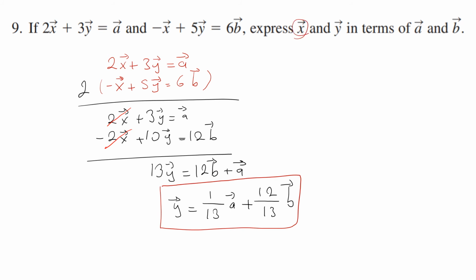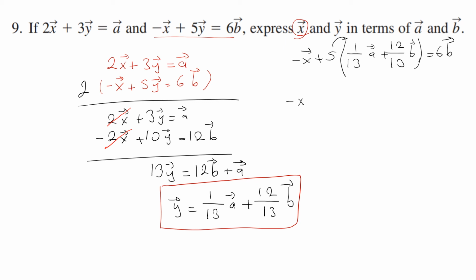But it also says express x. So what I can do is plug this y back into, let's say, this equation. You can choose the other one too, but because it looks easier, I'm just going to choose that. So I'll put negative x plus 5, and in the y component I'm going to replace it with what I found: 1 over 13 a plus 12 over 13 b. And this will still be equal to 6b. Now from here, I'm going to distribute that 5 into the brackets.